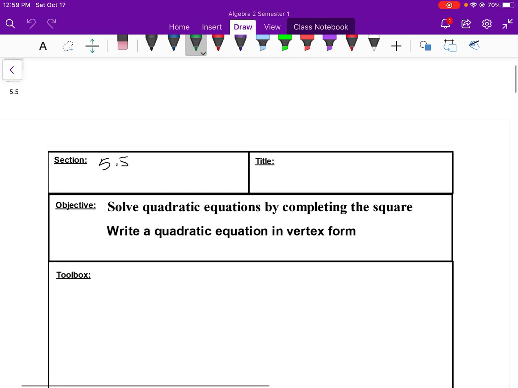5.5. Okay, in this lesson we are going to start solving quadratic equations by completing the square. Okay, and then we're going to use that same process of completing the square to write a quadratic equation into vertex form as well. So up to this point we have really three methods of solving.